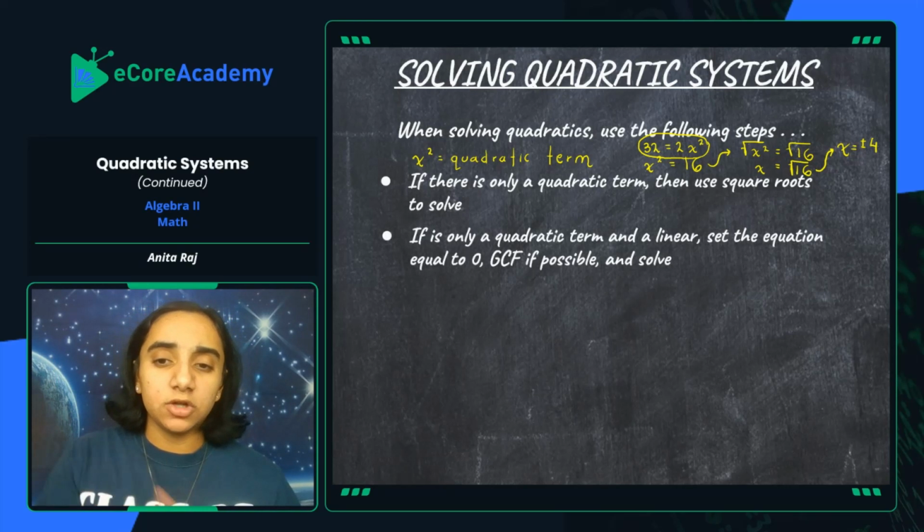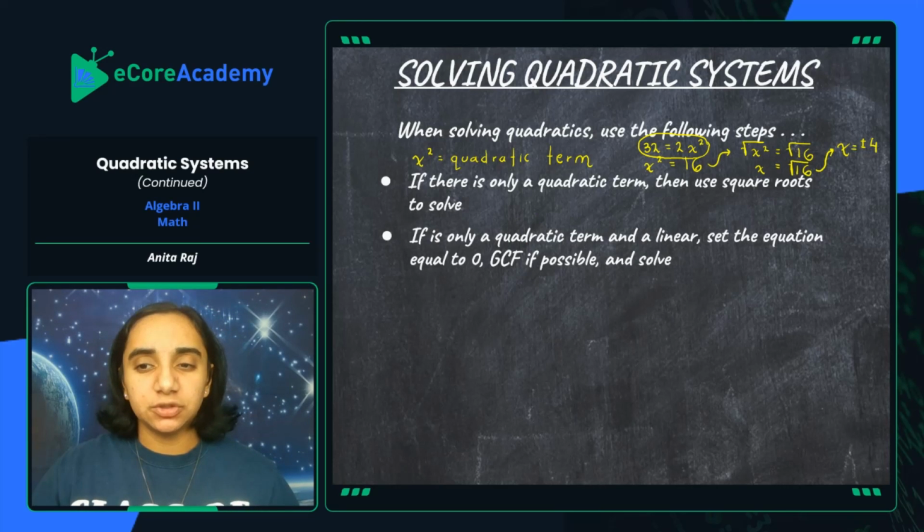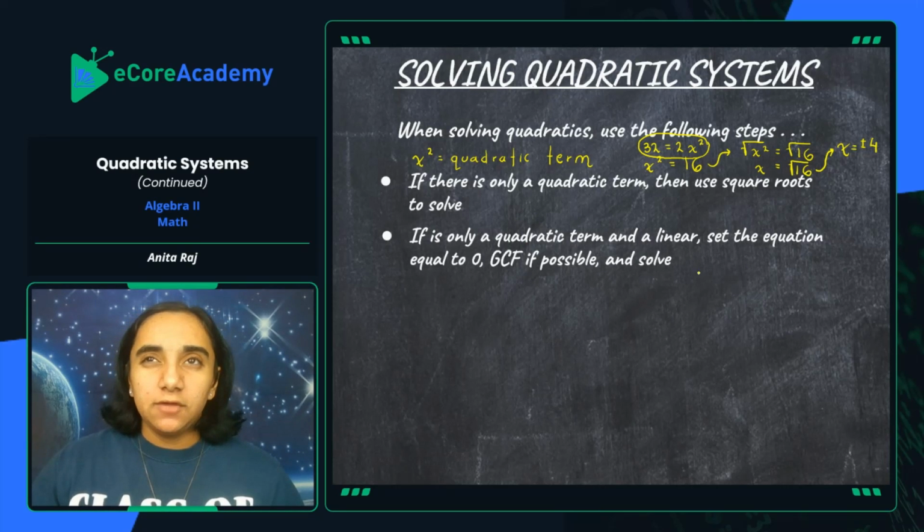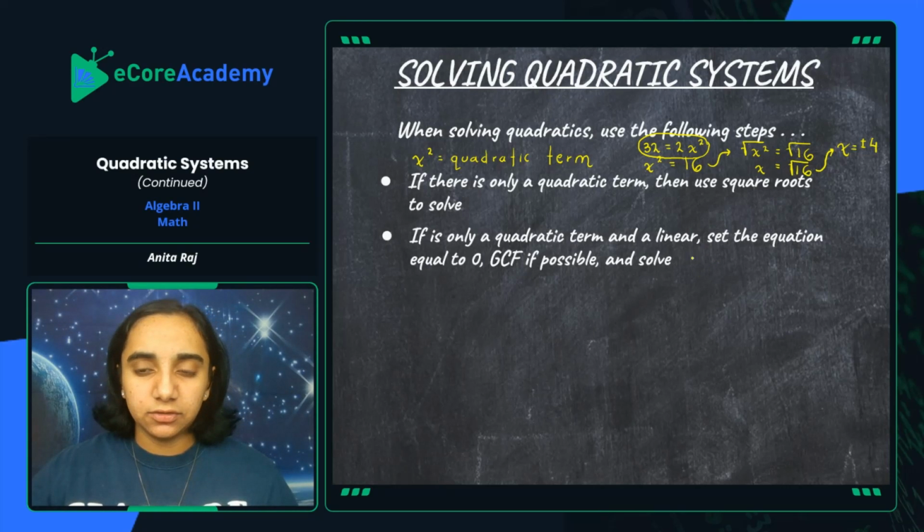If you have only a quadratic term and a linear term, you have to set the equation equal to 0, GCF if possible, and solve. So I'm trying to think of a situation. If you had something like 0 is equal to 2x squared plus 4x. So if you see a linear term, think of it like a linear equation.